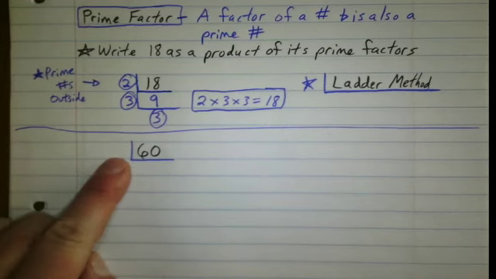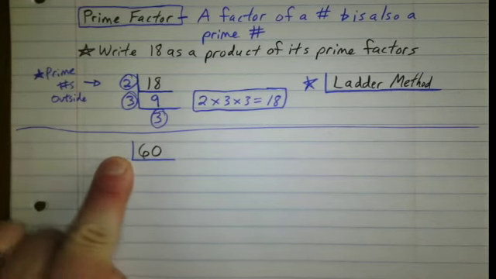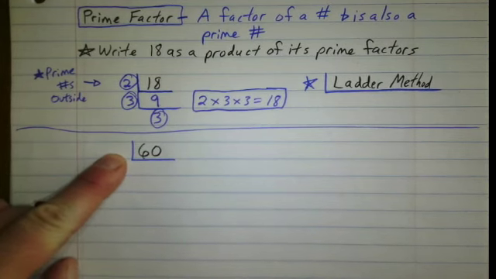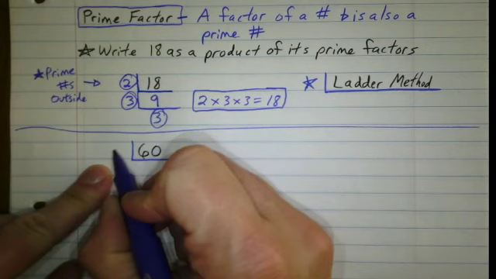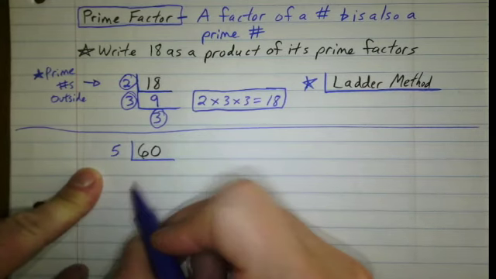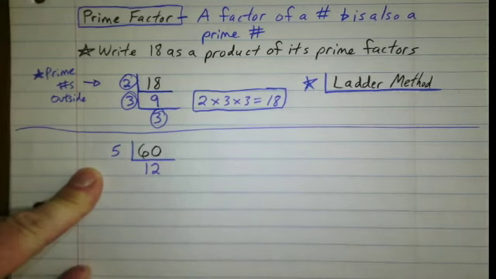And you could divide by 2. You could put a 5 on the outside. It's prime. It doesn't matter what order you divide by, you still get all the prime factors. So if we choose 5, 60 divided by 5 is 12. So I'm going to write the 12 right under the 60.